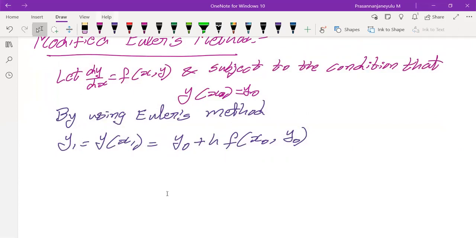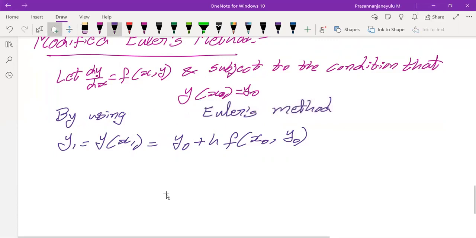Here I will change: instead of using Euler's method, we have to take the modified Euler's method. What we did in our Euler's method was simply y1 equals y naught plus h into f of x naught comma y naught. In a single step we find the y1 value.